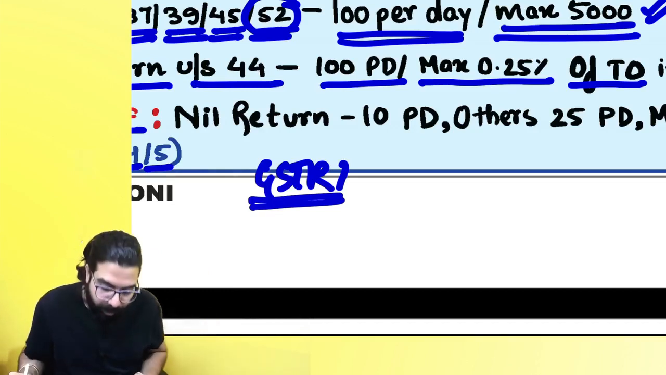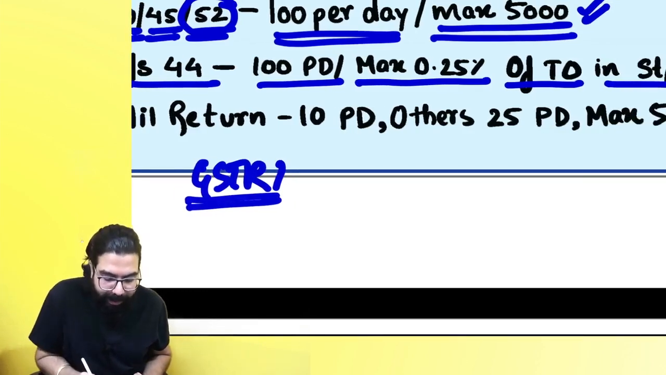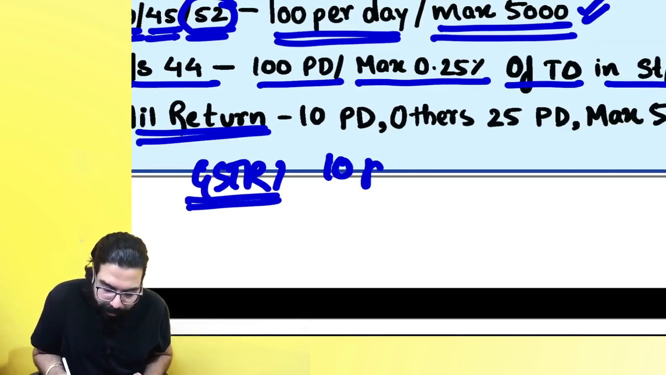Okay? Now, sir, GSTR 1, if you go ahead and file late, then they are going ahead and telling if it's a nil return, 10 rupees per day only.